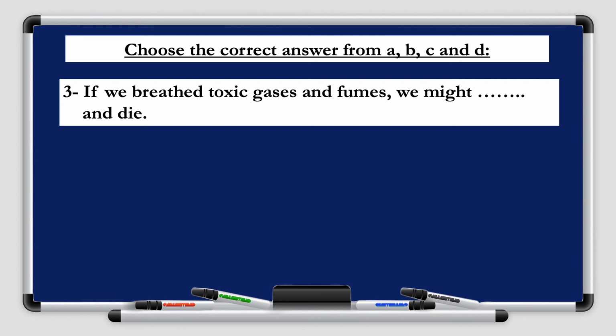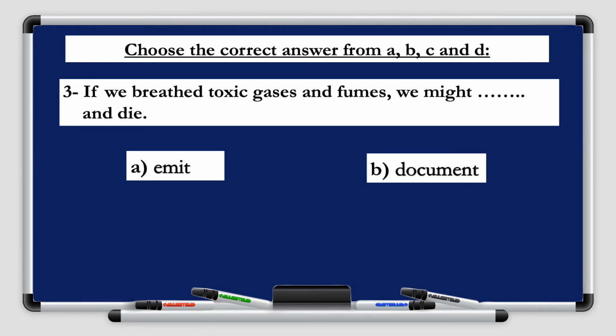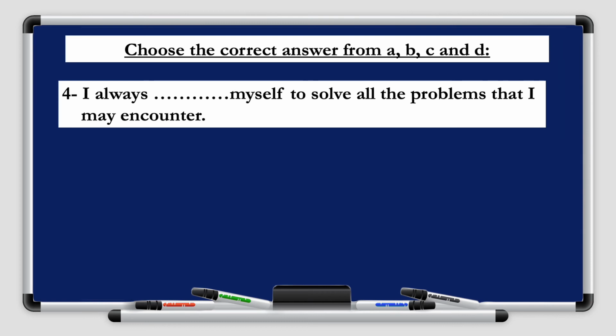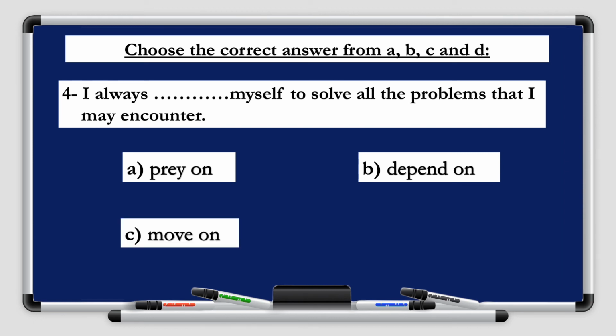So there is no air. We might what? Is it we might emit and die? We might document and die? We might rush and die? We might suffocate and die. Excellent job, my dear viewers. The answer is suffocate. Number 4. I always blank myself to solve all the problems that I may encounter. I always prey on myself, depend on myself, move on myself, embark on myself. Of course, I have to depend on myself. Of course, all of us should depend on ourselves.